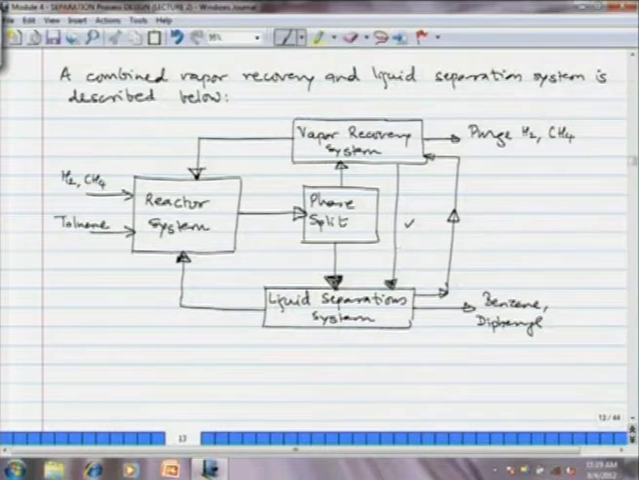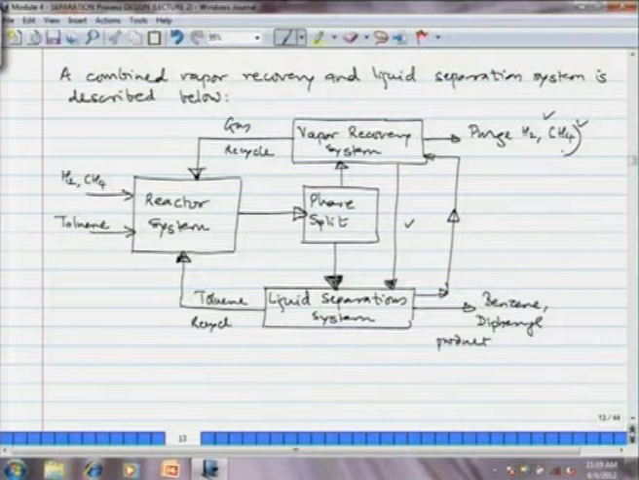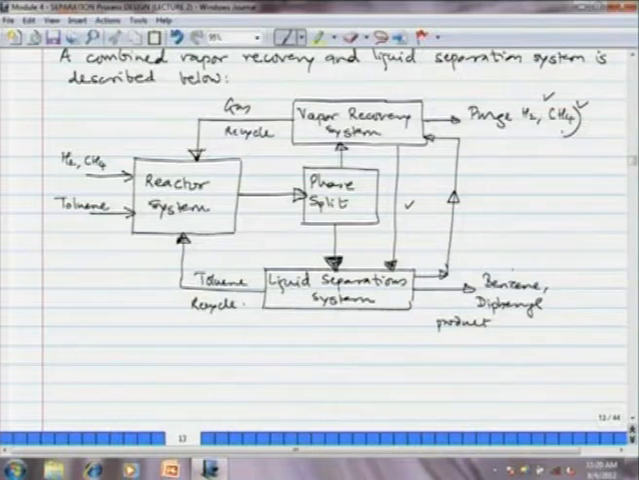This has the solvent plus benzene plus toluene, and then the non-condensable gas that comes out of the vapor recovery system is split. You can see here the purge stream containing hydrogen and methane. Now, methane is an inert compound here, so the concentration of methane has to be kept below a certain limit. So, we use a purge stream, and the rest of the stream is the gas recycle. The liquid separation system generates streams of benzene and diphenyl, which are taken out as product, and then the toluene stream is recycled. So, this is the general separation systems design for the hydrodealkylation process.